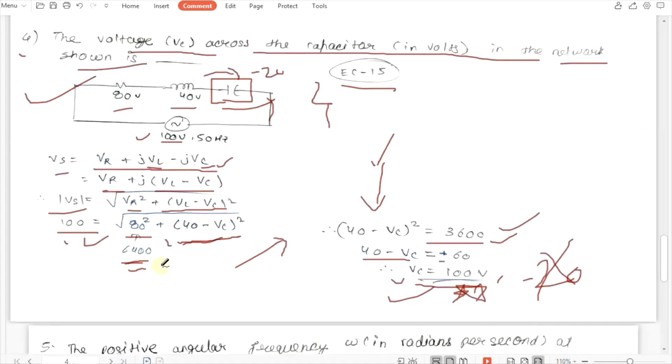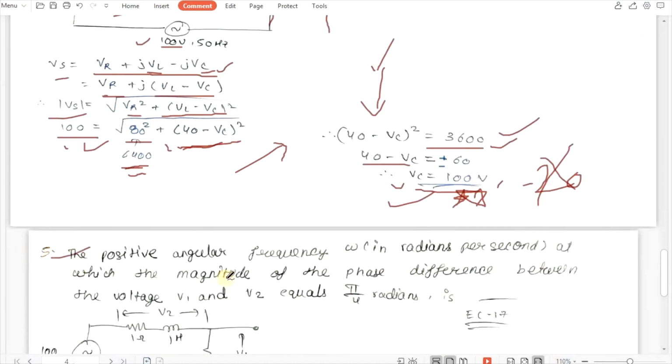Now let's move on to the last sum. This sum is from EC 2017. The question is: the positive angular frequency omega, in radians per second, at which the magnitude of the phase difference between the voltage V1 and V2 equals pi by 4 radians.